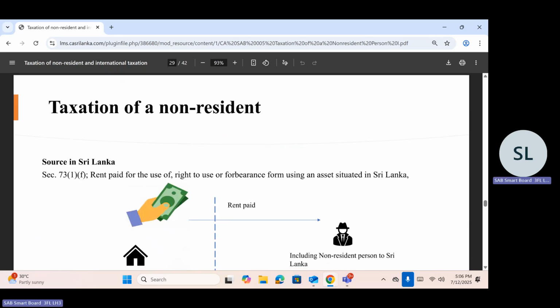Rent paid for the use of, right to use, or forbearance from using an asset situated in Sri Lanka. For that particular asset situated in Sri Lanka, if rent is paid, it shall be considered as a source in Sri Lanka. So, say a foreigner buys an asset in Sri Lanka and it is rented out to another person in Sri Lanka. That person is making the rent payment. It shall be considered as a source in Sri Lanka. The right to use the asset is in Sri Lanka.